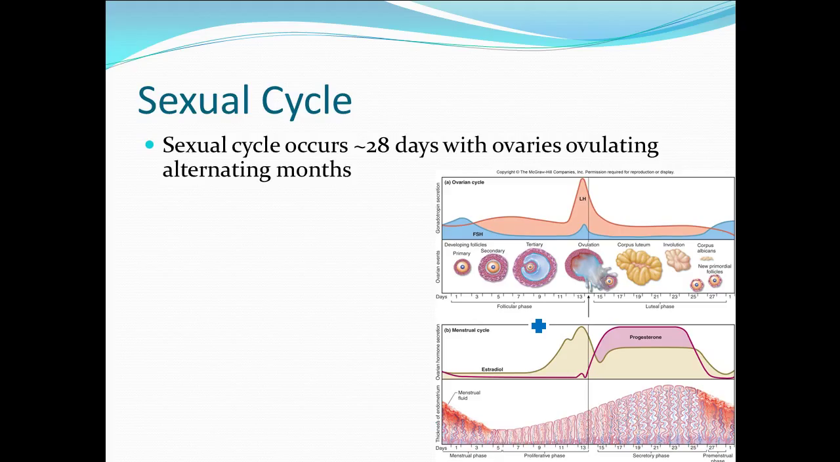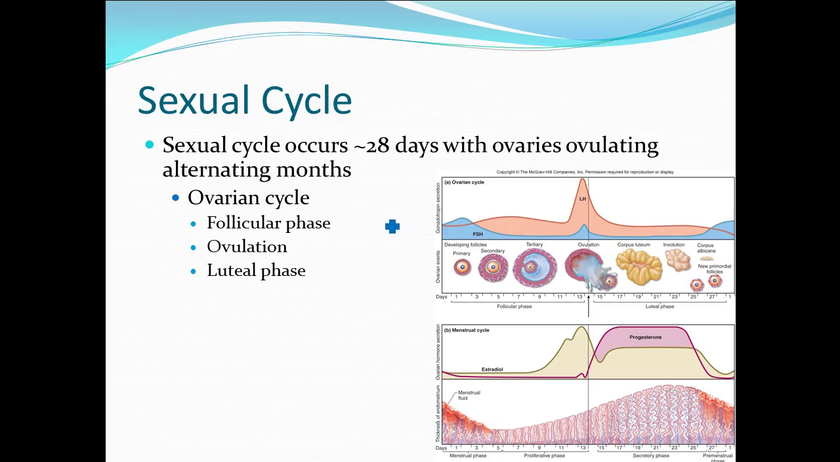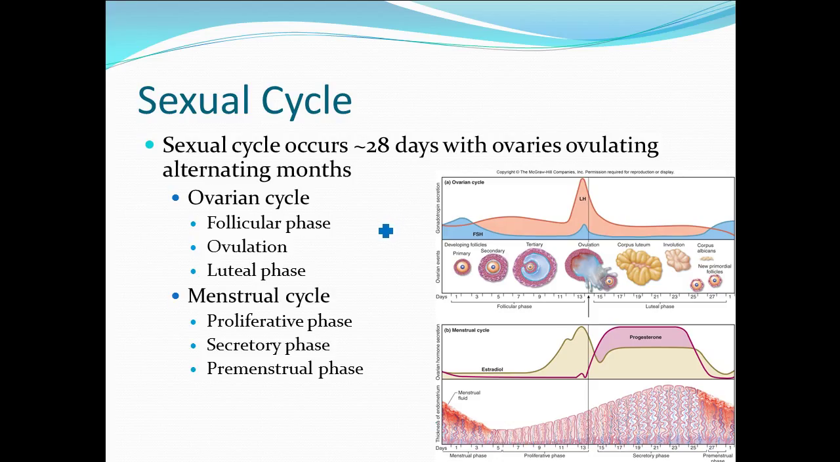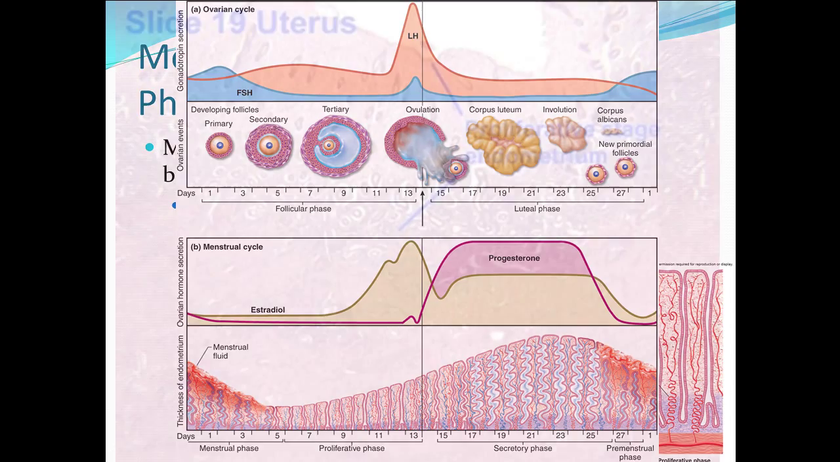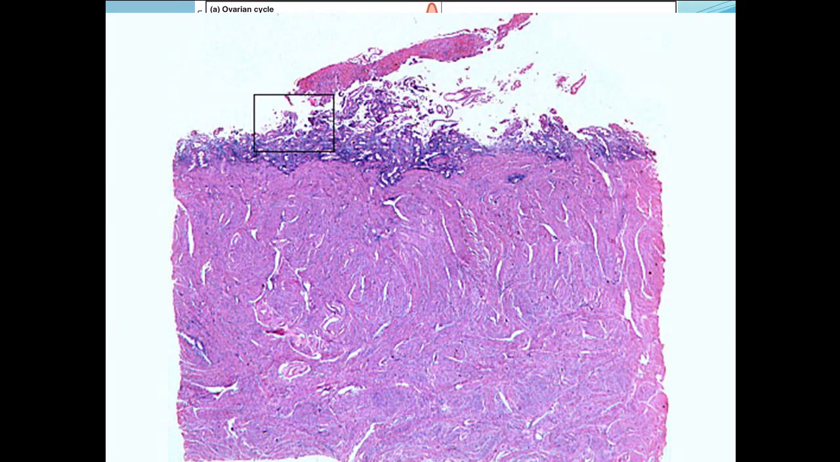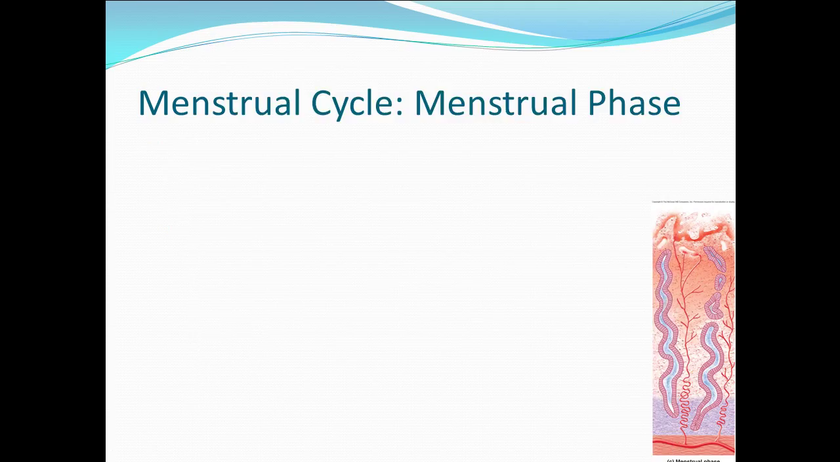So the sexual cycle is about 28 days for the ovary. Okay, so the ovarian cycle consists of those phases, and the menstrual cycle consists of these phases here. And we'll go into each one. I guess we talk about the menstrual cycle first. Did we go into it fully? Let me see. Hold on a second. No, we don't, actually. Interesting.